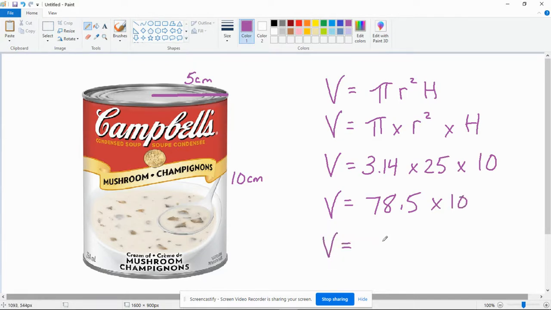So for the volume, you can just move the decimal over one, and 785 would be your answer. And it would be centimeters cubed, because it's volume, how much fits in it. So the answer to this is right there. The volume of this soup can is 785 centimeters cubed. Bam, you can do this.